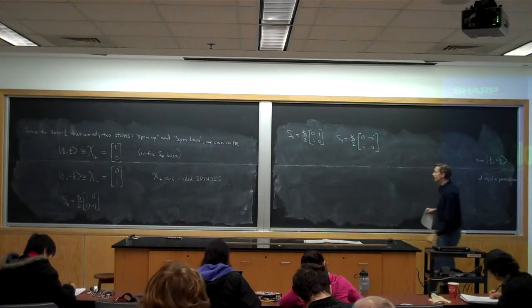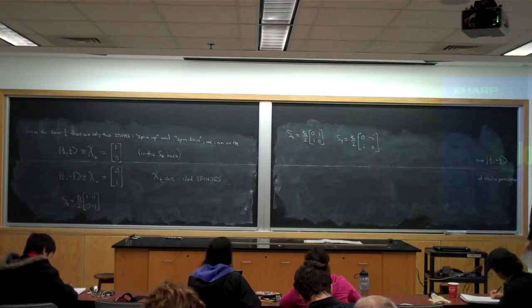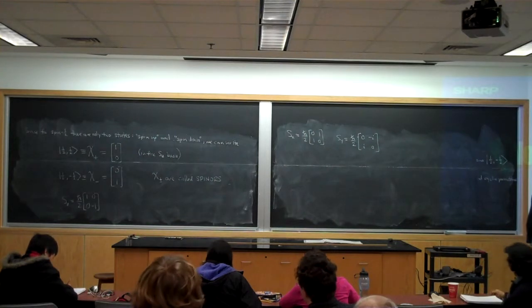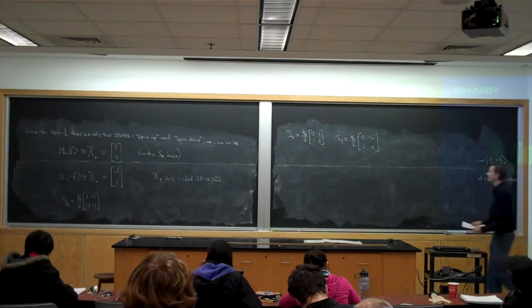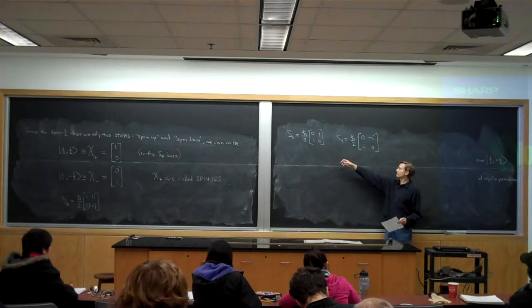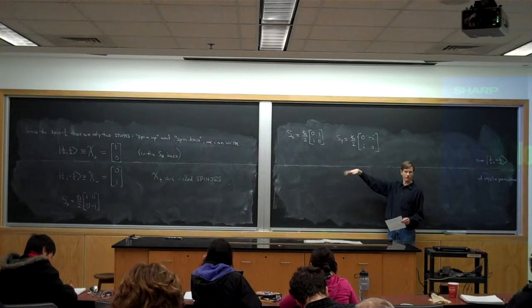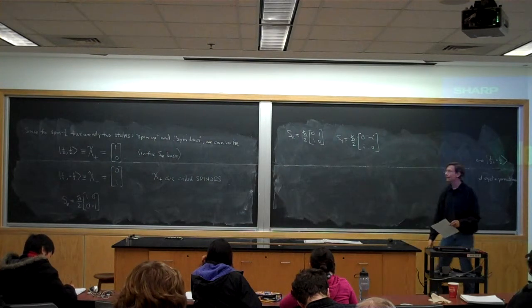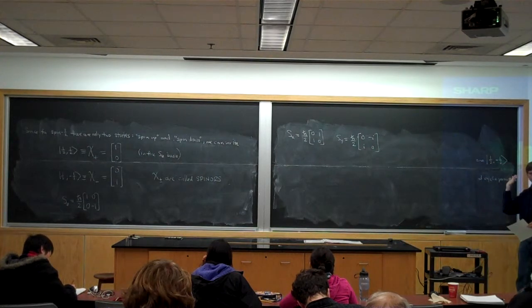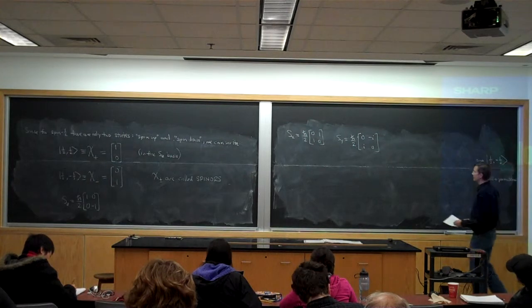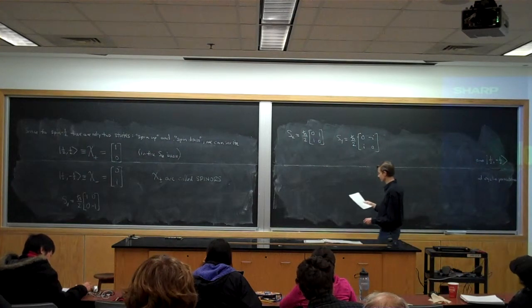I invite you to convince yourself that the commutator of Sx and Sy is in fact i h bar Sz. In other words, take matrix Sx multiplied by Sy, subtract from that Sy multiplied by Sx, and you'll discover that's i h bar Sz. And if you do any cyclic permutation, you'll discover that you get the right commutation relations.